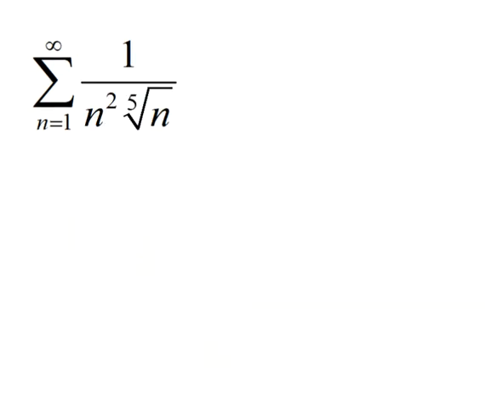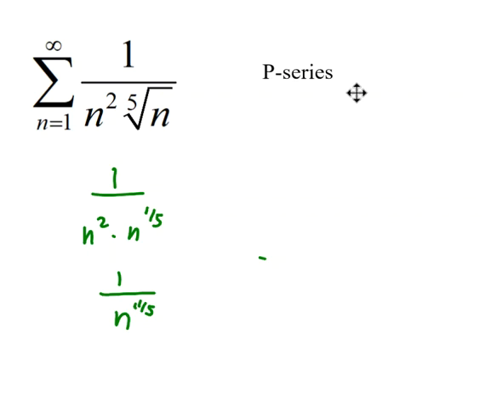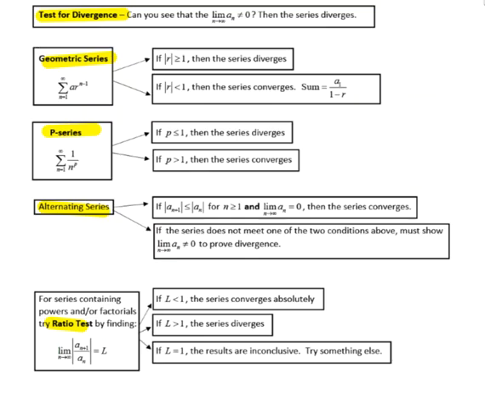Next type. Notice here I have a constant over a power of n. This particular one has some fractional exponents, but I really have just n to the 11/5, or 2.2. So this is a p-series. I know this one will converge because my p is greater than 1. As you saw here, we always check for geometric and p-series before I go any further.